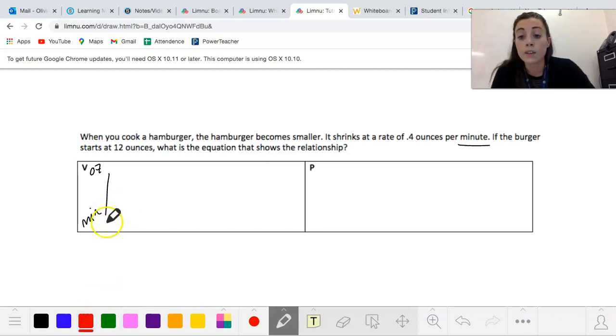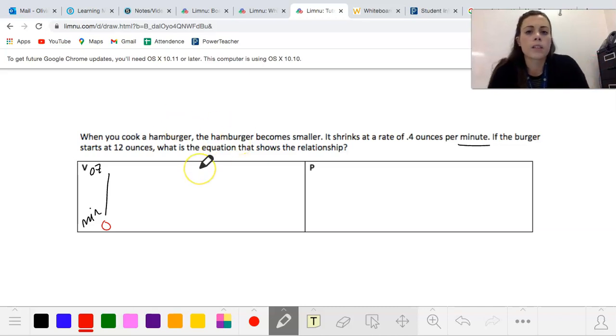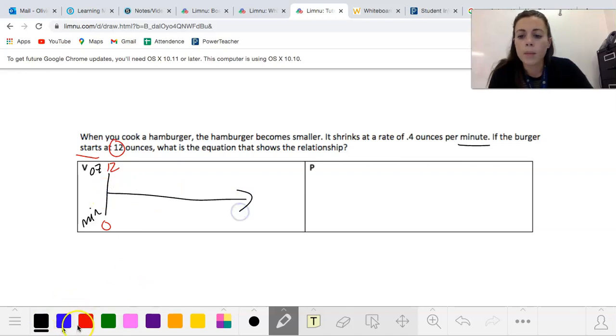So at 0 minutes, right, I've slammed this burger, not slam, I just plop it. Plop this burger into my pan to cook it or put it on the grill, whatever. At that point, what is the size of the burger? How many ounces is the burger at that point? Well, we know that it starts at 12 ounces, right? So I'm going to put a 12 here.